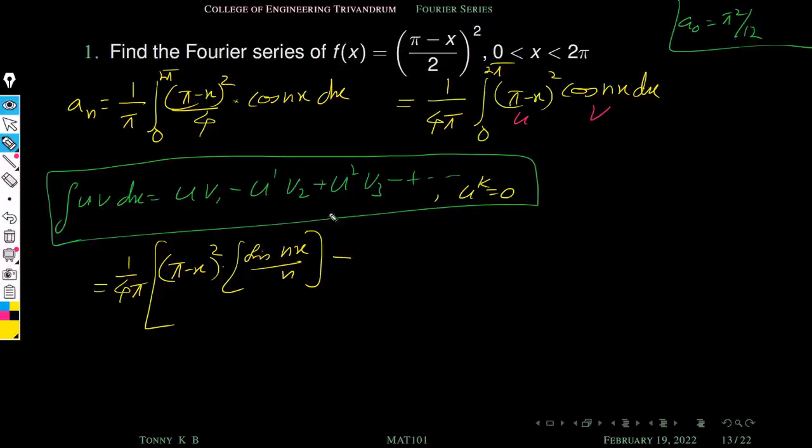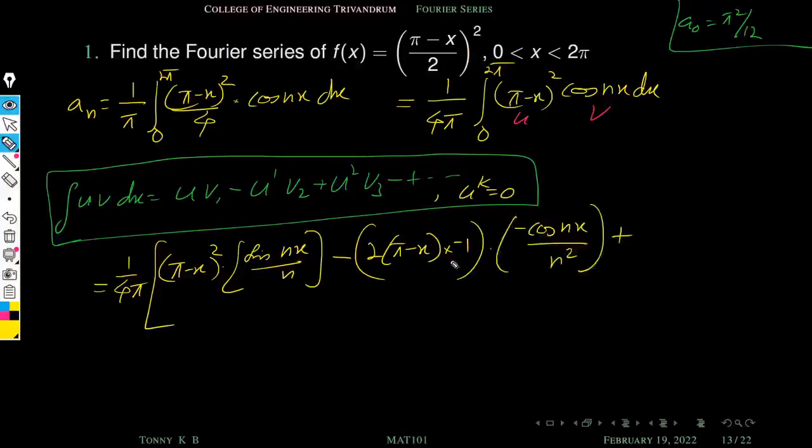Then minus u dash. u upper suffix 1 means the derivative of this u. So that is 2 times (pi minus x) into minus 1. This is our u1, into v2. What is v2? v2 is the integral of v1. This is our v1. So what is the integral of sin nx by n? That is minus cos nx by n square.